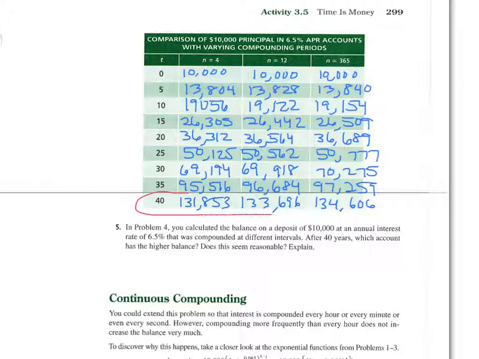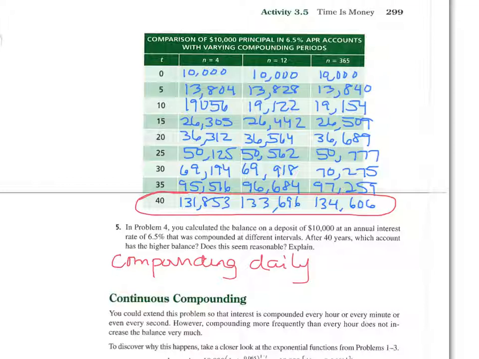This was after 40 years. You can see how much difference you would have depending on the different compounding. There's a difference of about $3,000 between quarterly versus daily. So in problem 4, we calculated the balance of the deposit after 40 years. Which account has the highest balance? You can see that the one compounding daily yields the highest interest.